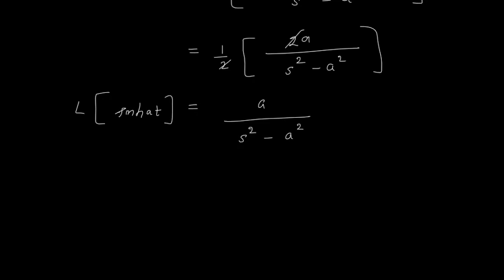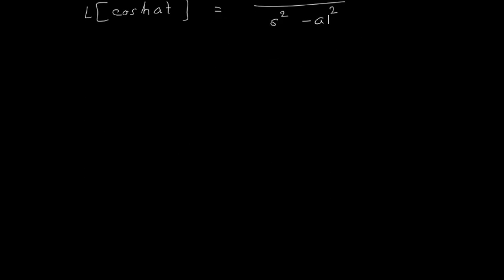In the same way, we can find Laplace of cos hyperbolic at. Laplace of cos hyperbolic at, we will get s upon s square minus a square. So we have done Laplace of sine hyperbolic at and Laplace of cos hyperbolic at. Now let us see one more, Laplace of t power n.